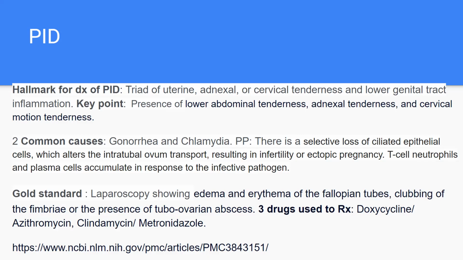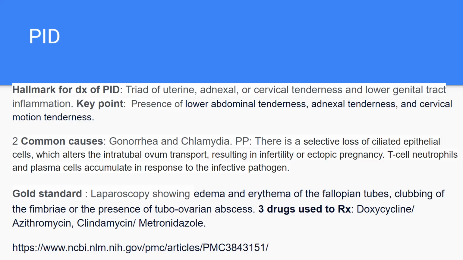Common causes, look for underlying STDs. Gonorrhea and chlamydia are the two that you will commonly see. How do you diagnose this? Gold standard again, laparoscopic exam. And how do you treat it? The drugs that are used, and you will see these in the exams: doxycycline, azithromycin, clindamycin, and metronidazole. You have to use these in combination to treat them because you're looking at 2 of those STDs that are causing the pelvic inflammatory disease.